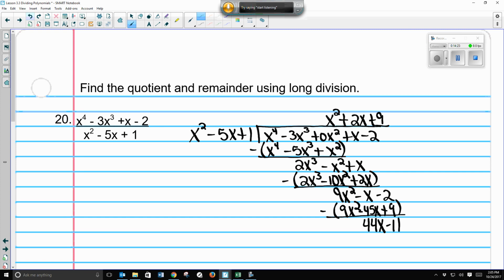So I'll come over here since I'm out of room and put my answer. That's x squared plus 2x plus 9 plus 44x minus 11 over x squared minus 5x plus 1.